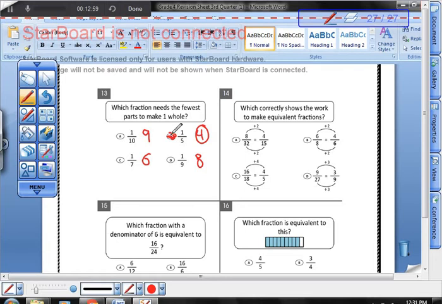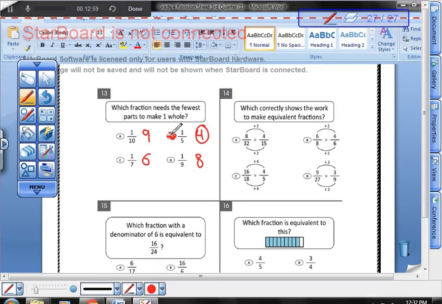Number 14, which correctly shows the work to make equivalent fractions. Okay. Here we divide up and down by the same numbers, so let's make sure that the answers are correct. 8 divided by 2 equals 4. Yes. 32 divided by 2 equals 15? No, it's 16. Double 16 is 32.